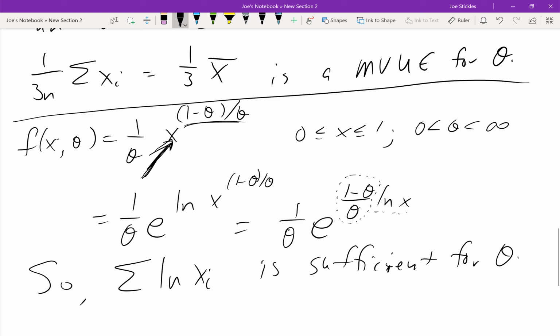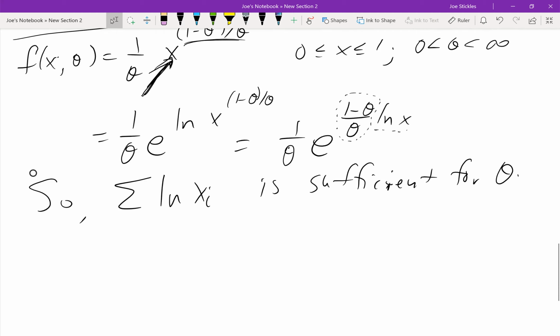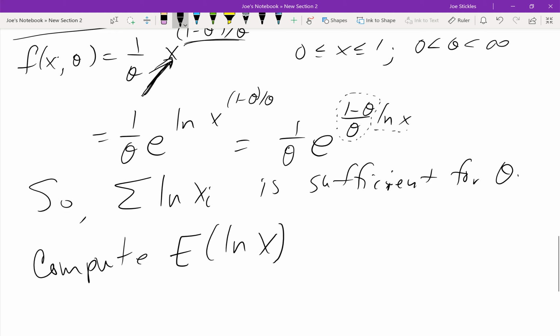Is that okay? So then what you would want to do next, I'm not going to take the time to do it because I was just flipping back over to GeoGebra again and using GeoGebra to get it. So now you want to compute the expected value of log of x.